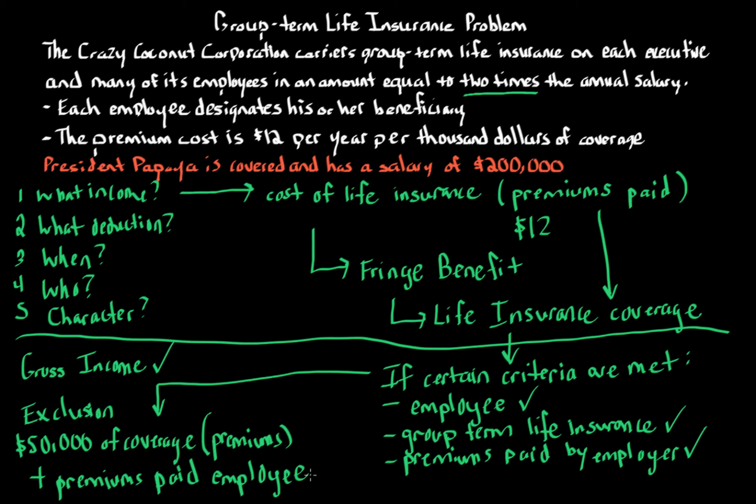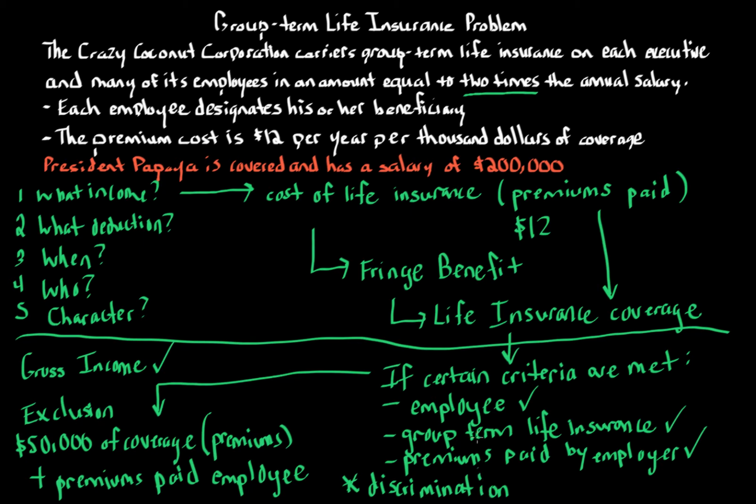Now, there is a limitation on this, and this is called the discrimination rule. The discrimination rule says if certain employees of the employer are the only ones that get this benefit, then they're not going to be able to get the exclusion. They're going to have to include the amounts. Sometimes companies will provide life insurance on their executives or high-level employees, but not all employees. Here we're told that executives get it and many of its employees. So this could go either way. If it's viewed as discriminatory, then you would not get the exclusion. President Papaya would have to include all of the premiums for the year.